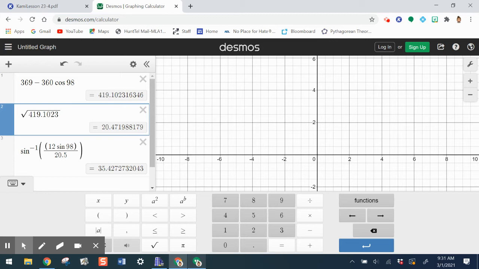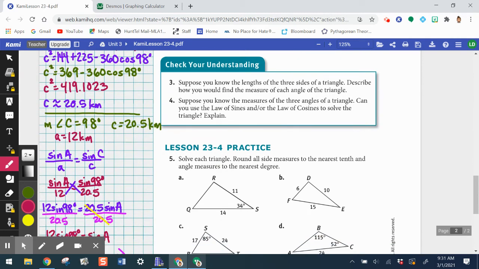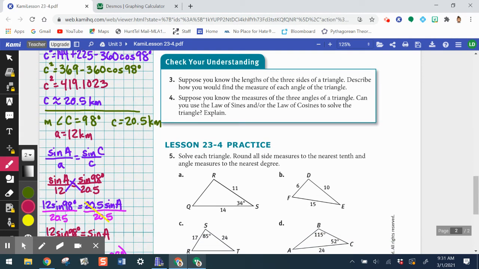So the 7 tells the 4 to round up. So I found the length of our third side, 20.5 kilometers. Then I rehashed all the information I knew and all the information I was going to use from here on out. When deciding at this point that we were going to use the law of sines, it's because we had the length of a side and its opposite angle.